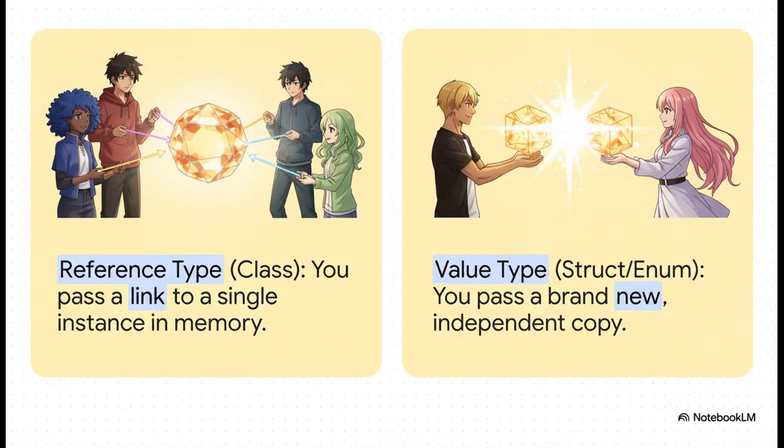So let's put the official names on these ideas. That shared Google Doc, that's what we call a reference type. When you pass it around in your code, you're not sending the whole document. You're just sending a reference, a link, really, to that one single object in memory. And that personal Word copy, that's a value type. Every time you pass it, you're passing a brand new, totally independent copy of all the data.